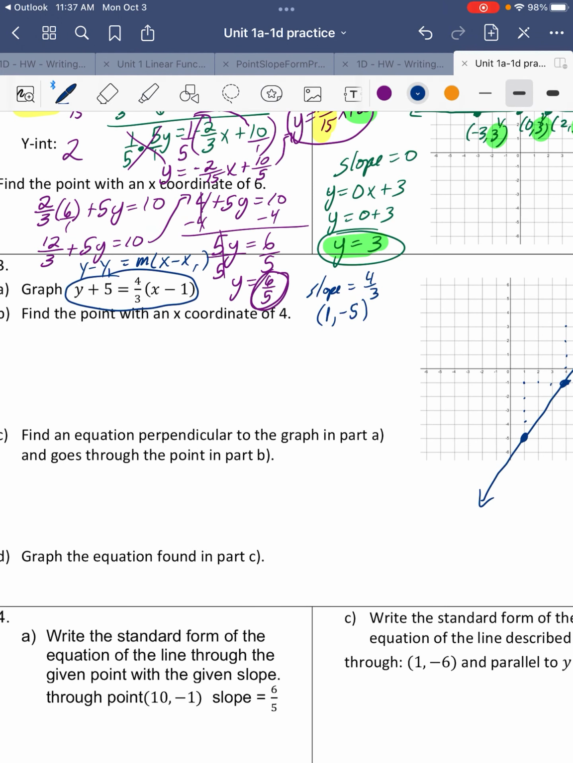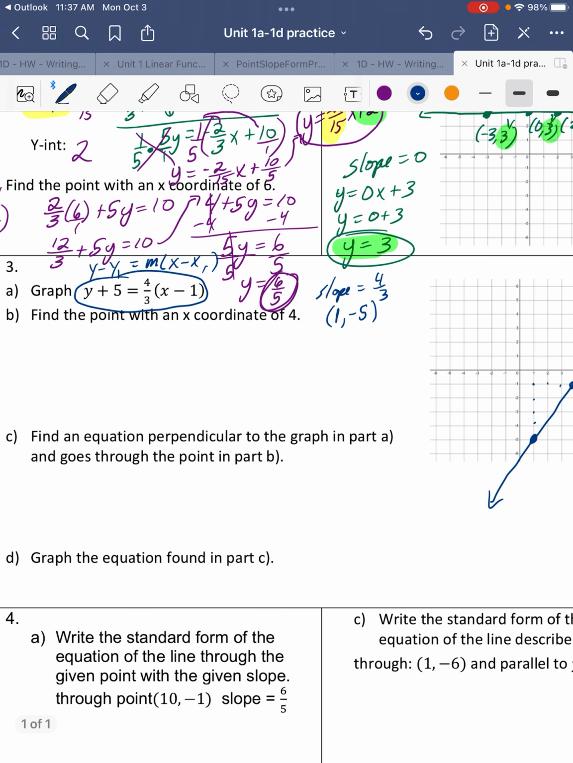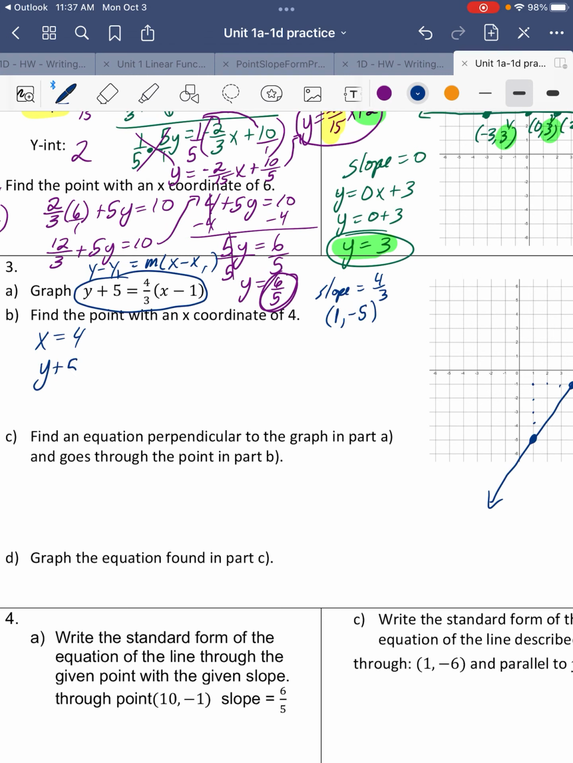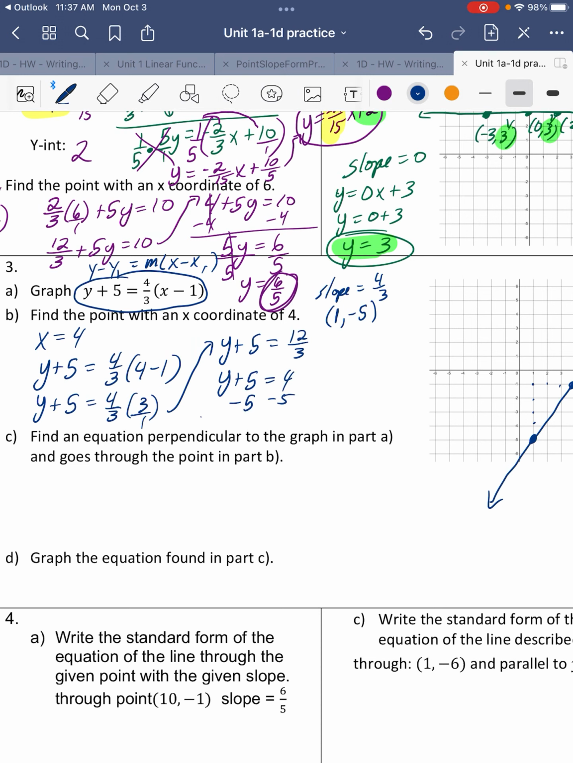Find the point with an x-coordinate of 4. This is going back to the same thing we did with number 1. If x is going to equal 4, what's the y going to equal? So I'm going to substitute in 4 for x. Four minus 1 is 3. 3 times 4/3, multiply your numerator, multiply your denominator. You get 4, and subtract 5. The y value is going to equal -1. So my coordinate: x coordinate is 4, y coordinate is -1.